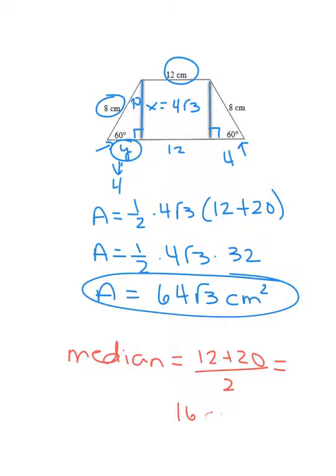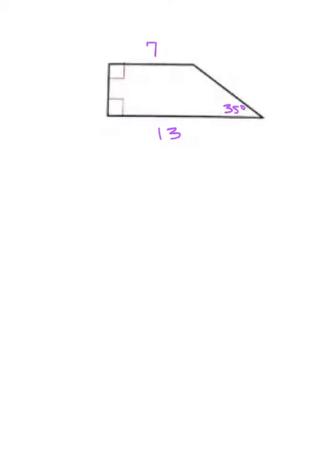In my next problem, I have a base of 7 and a base of 13, and I need to find my height. Bring a line down there. Again, that's 90 degrees. And this time I have a 35-degree angle, and there are no special triangles including 35 degrees, so I'm going to have to use a trig function. So my x is my height. I need to find this other piece right here to help me with that height.